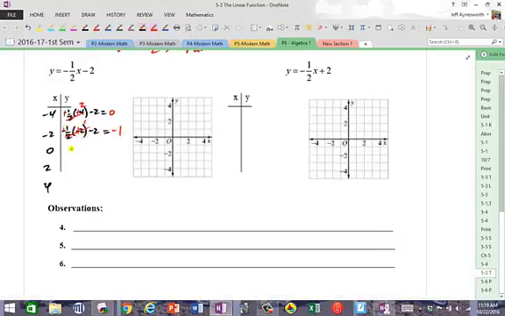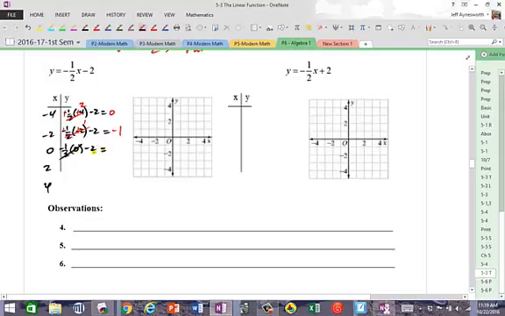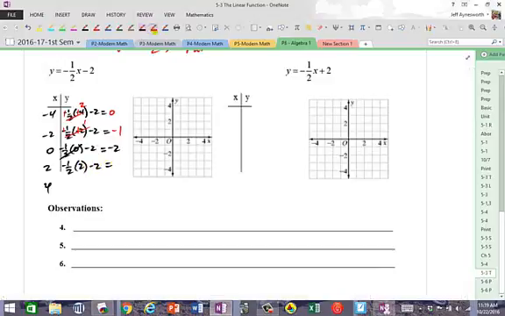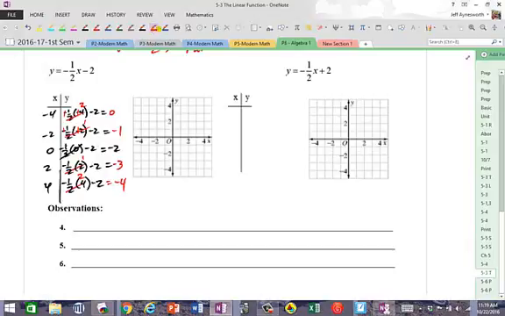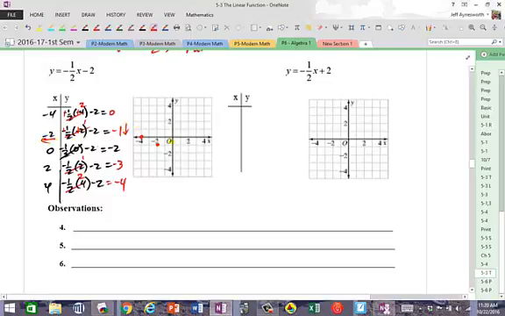Negative 1 half times 0 minus 2. That's 0. 0 minus 2 is negative 2. Negative 1 half times 2 minus 2. So that's 1. 1 times negative 1 is negative 1. Minus 2 more is negative 3. Last one, negative 1 half times 4 minus 2. So you divide first. 2 into 4 is 2. 2 times negative 1 is negative 2. Minus 2 is negative 4. Now you plot. Negative 4, 0. Left 1, down 2. This is left, all right, and down. Then 0, negative 2. 2, negative 3. 4, negative 4. And notice they all line up again, okay, like they always do.